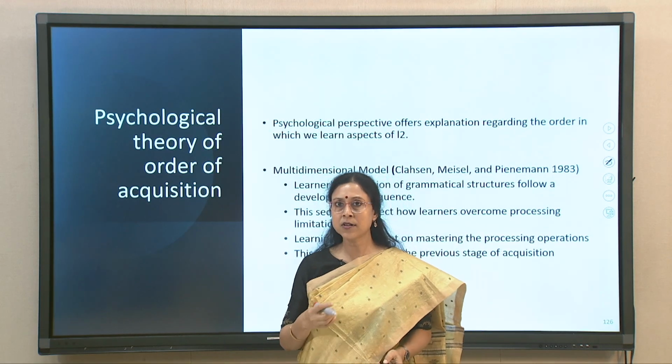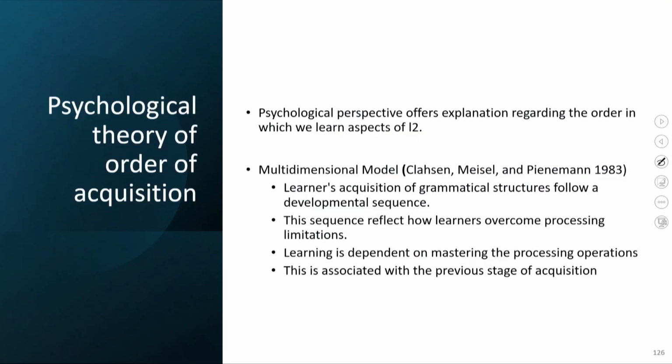Now, psychological theory not only talks about how this learning happens, but also the order of acquisition. Remember, we have talked about the order of acquisition throughout this course, as to why we see the order that we see. In case of SLA also, in acquiring a second language, this psychological theory gives a processing based understanding. What is the processing based understanding? Learners' acquisition of grammatical structures follows a developmental sequence, as we have already seen in other cases, but in this case the sequence reflects how learners overcome processing limitations. So, as you take care of one level of processing and move on to the other, simultaneously you move through the grammatical or developmental stages of the L2. So, learning is dependent on mastering the processing operations.